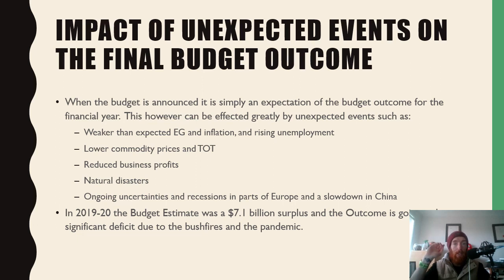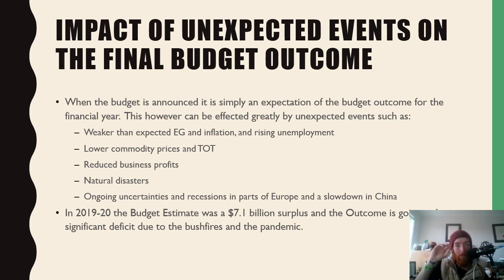change that. So some unexpected events, such as weaker than expected economic growth and inflation or rising unemployment, can lead to the budget not actually hitting the surplus that they might announce happening right now. Lower commodity prices in terms of trade can hurt our overall budget outcome. Also reduced business profits, natural disasters, ongoing uncertainties in the world, e.g. pandemic, and recessions in parts of Europe and a slowdown in China. Basically all of those, this list I made a few years ago, but that list there describes Australia right now, which is kind of terrifying.